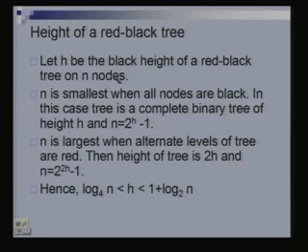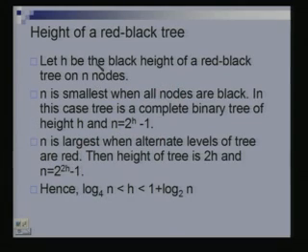Now if you have everything black, then this becomes a complete binary tree of height h, because all the external nodes have to be at the same level now. If they have to be at the same level, all the external nodes, then it becomes a complete binary tree of height h. If I have a complete binary tree of height h, then the number of nodes in the tree is 2 to the h minus 1. So the smallest number of nodes possible in a red black tree of black height h is 2 to the h minus 1. When is the number of nodes the largest?